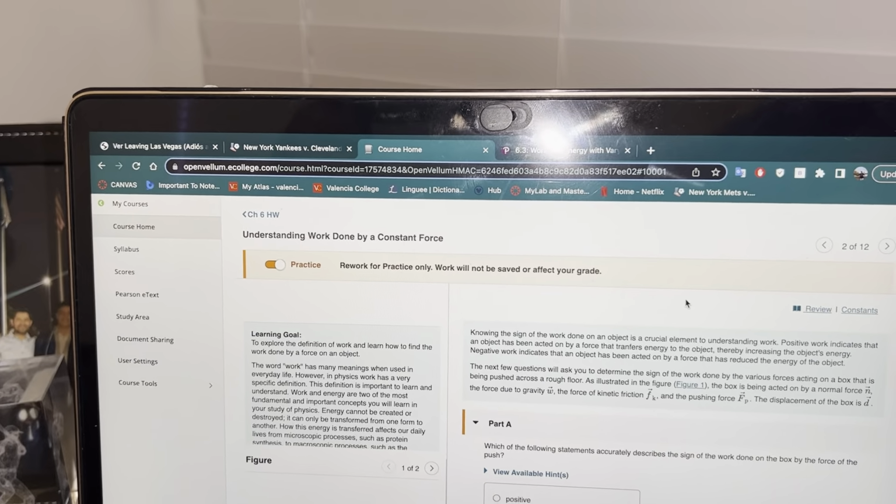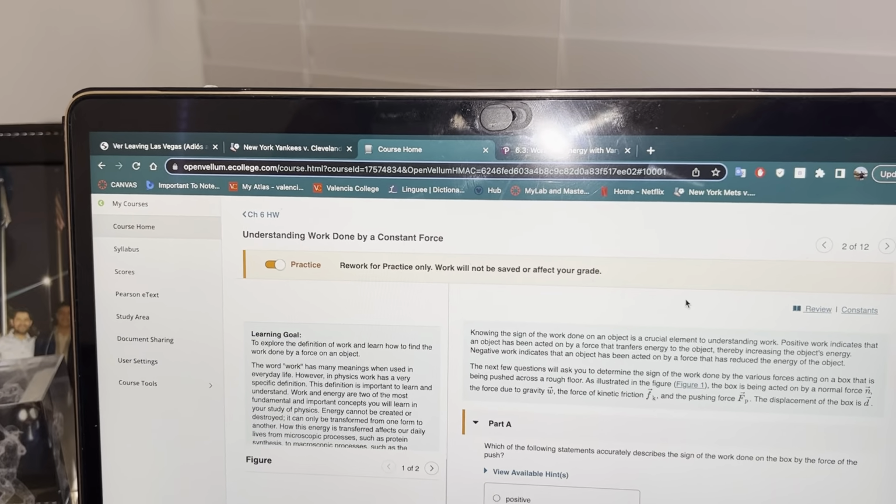Then we may say that the work will be the product of the force times the distance. Everything's gonna be positive. So in this case, we can check positive.